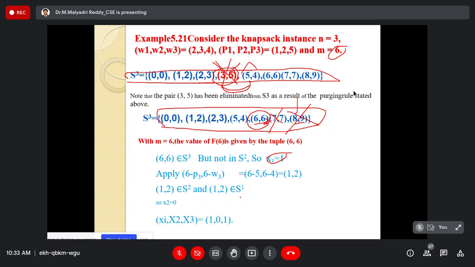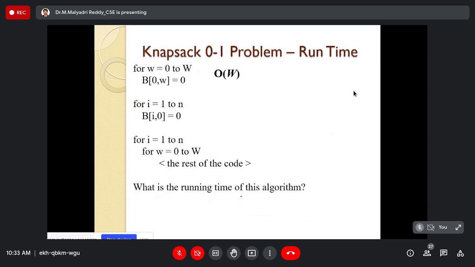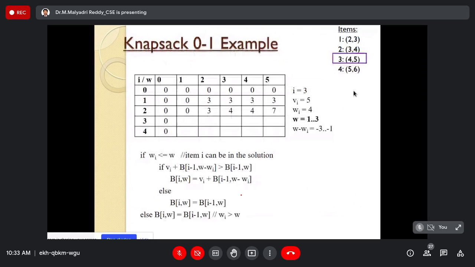Then I will go to the problem again. This is for the understanding purpose; I just explained this example.